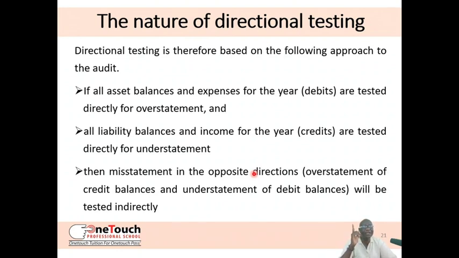Directional test is therefore based on the following approach to the results. If all asset balances and expenses for the year are tested directly for overstatement, and all liability balances and income for the year are tested directly for understatement, this is the way it goes. Then misstatement in the opposite direction will be what? Tested indirectly. So any debit entry which is very high, the corresponding credit entry, you should expect it to also be high. Therefore, if there is an adjustment, you need to do that.